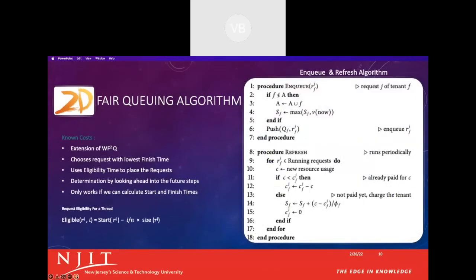Now let's see how the two-dimensional fair queuing algorithm works if the cost is known for the request. So 2DFQ extends worst-case fair weighted fair queuing. It chooses the request with the lowest finish time, and also uses eligibility time to place the request in the process. One other technique used is to determine the future step by looking ahead at the time of the request.